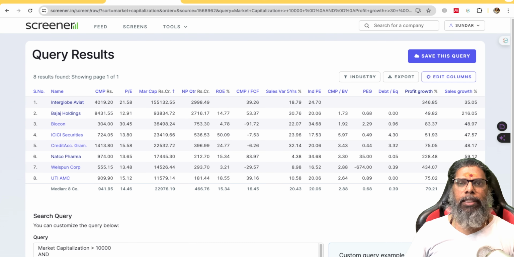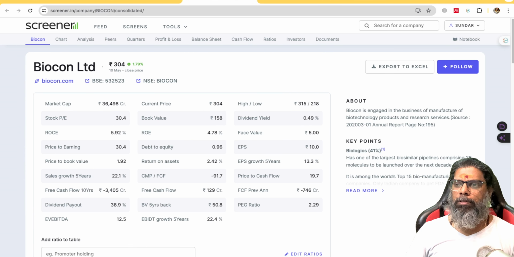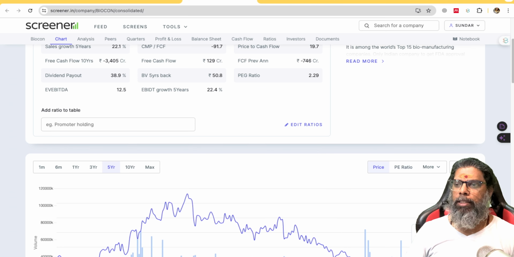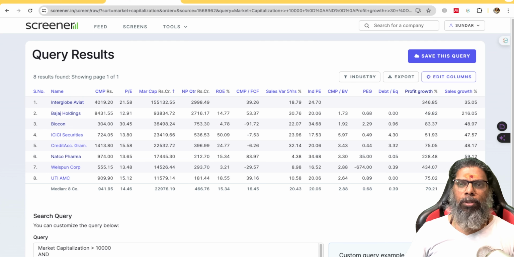Similarly, you can check Biocon, how it is now. Check the PE. Oh wow, look, the PE keeps on reducing. What is the price? It has corrected a lot and it is consolidating here. So just check this one. Keep a tab. Likewise, you can go ahead and use this screener, and using this query, you can easily find out the growth stocks.